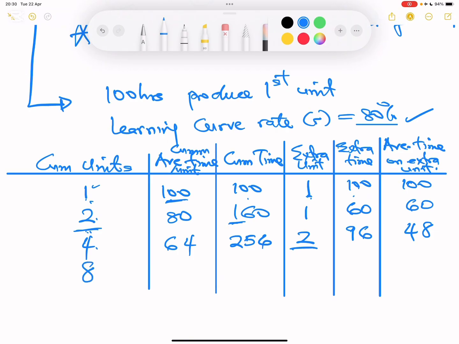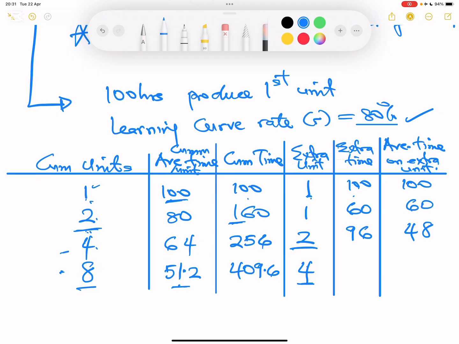If we double it to 8 again, the average per unit will go down again at 80%. So we expect it to reduce by 80%, which means 80% of 64, and that will be 51.2. So it's going to take 51.2 hours per unit to produce 8 units. The total, if you multiply 8 times 51.2, is 409.6. That's the cumulative time to produce 8 units. In that case, we produce 4 extra units, because it used to be 4 and now we've doubled to 8. So 8 minus 4 is 4 extra units.